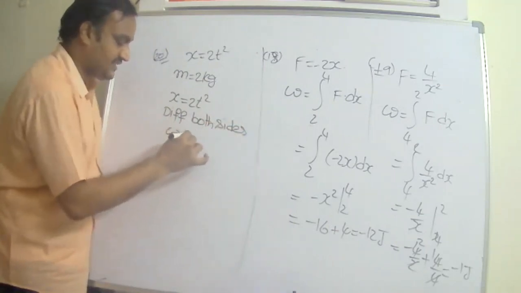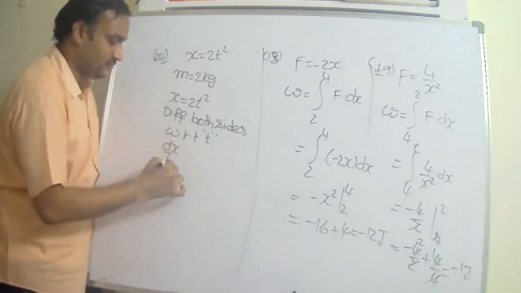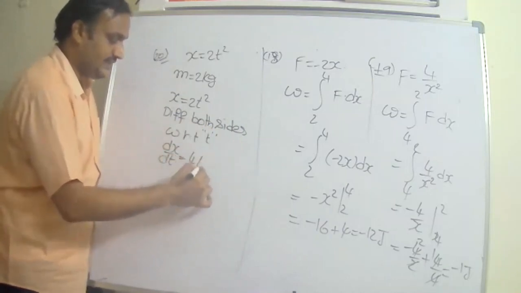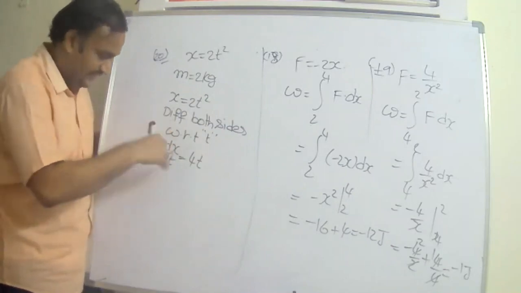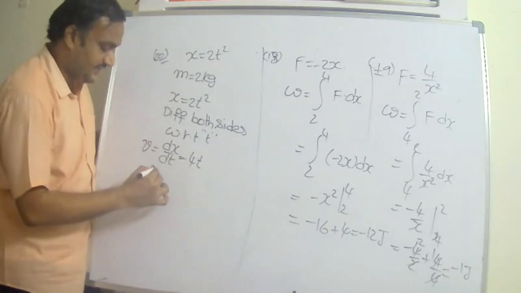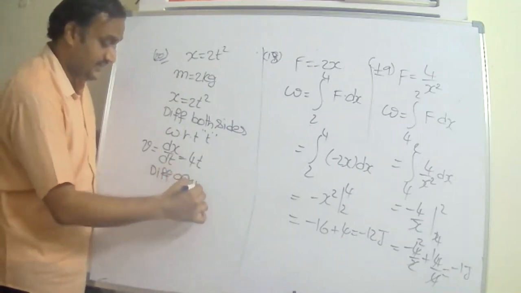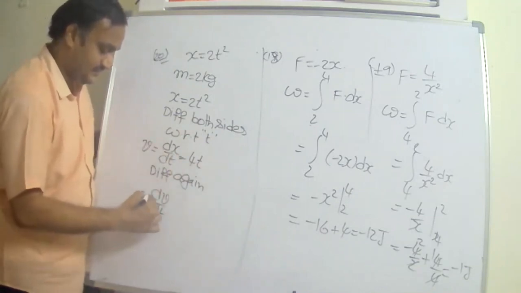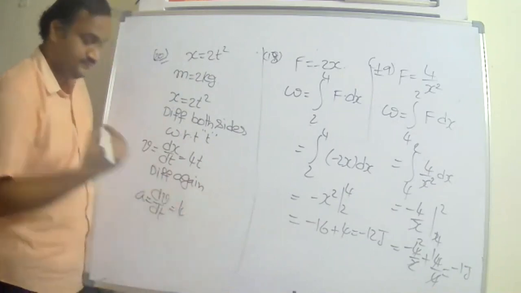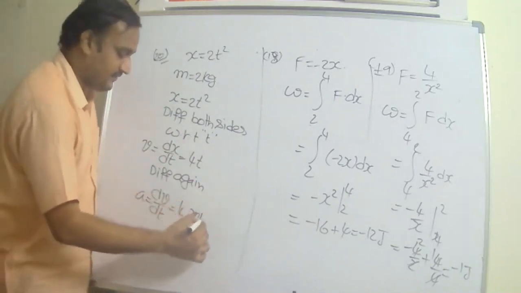with respect to t, dx by dt is equal to 4t. This is nothing but v. So then again differentiating with respect to t, dv by dt, that is nothing but acceleration, that is equal to 4. So acceleration is 4 meter per second square.